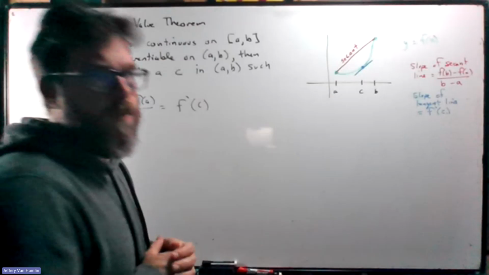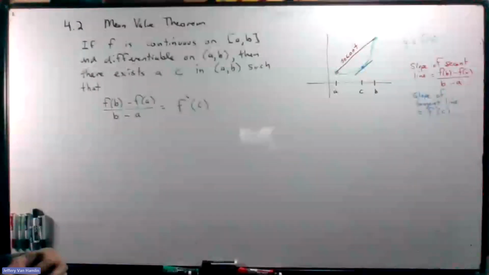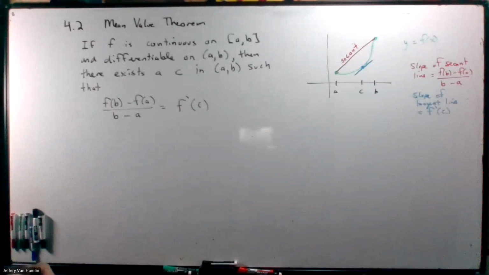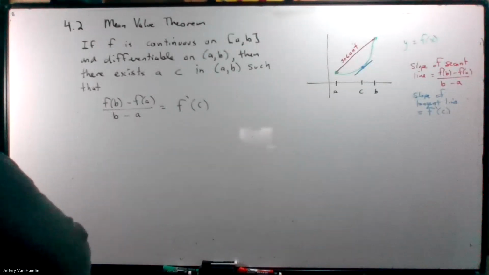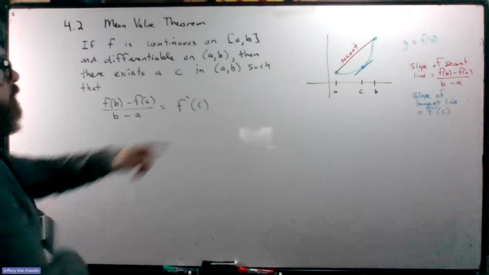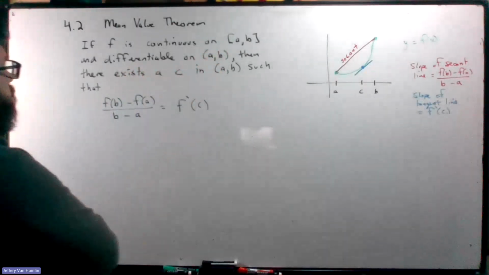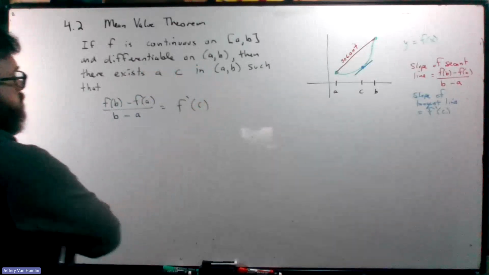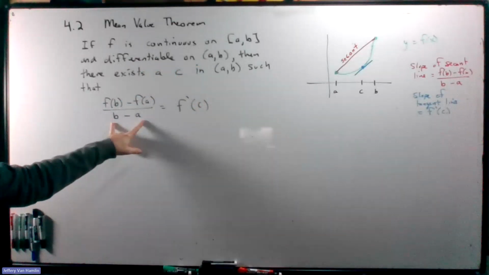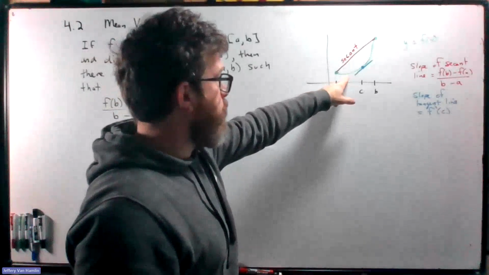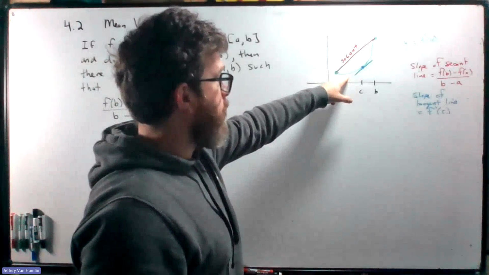So, a small video on the mean value theorem, which is 4.2 of that Thomas book. It says that if f of x is continuous on a closed interval from a to b and differentiable on the open interval from a to b, then there exists a c somewhere between a and b such that f of b minus f of a all over b minus a is equal to f prime of c.